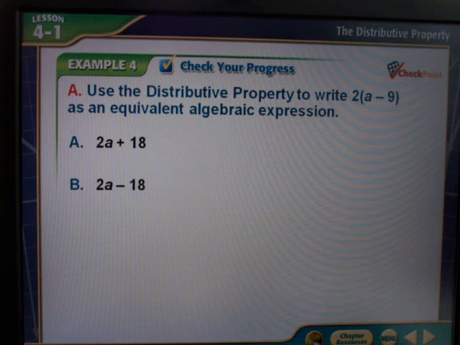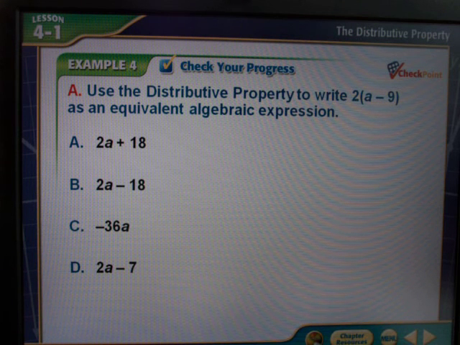Now I want you to use the distributive property to write 2 times the quantity a minus 6 as an equivalent algebraic expression. Is it A, 2a plus 18, B, 2a minus 18, C, negative 36a, or D, 2a minus 7? And your answer is?